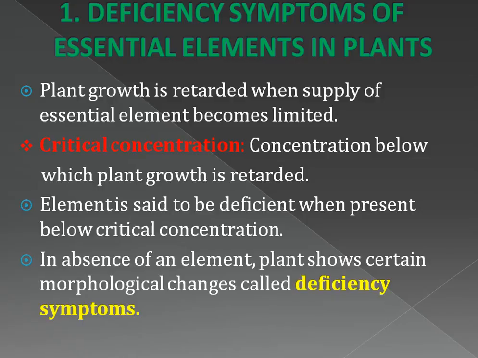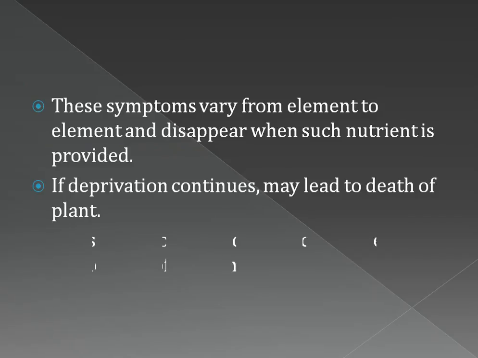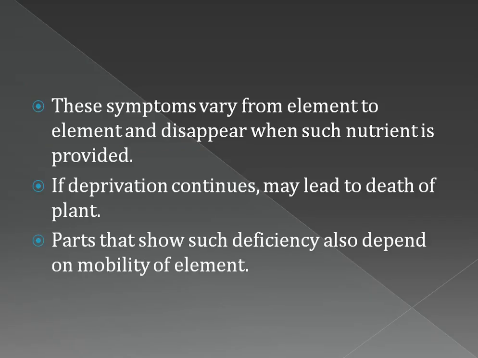Element is said to be deficient when present below critical concentration, since each element has one or more specific structural or functional role. Its deficiency shows certain morphological changes. These changes caused due to deficiency of element are called deficiency symptoms. Such symptoms vary from element to element and disappear when such element is provided. If deprivation continues for a longer period, it may lead to death of plant.